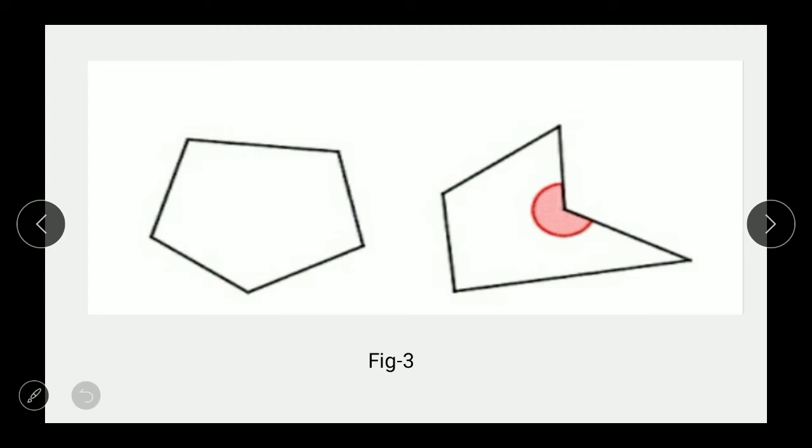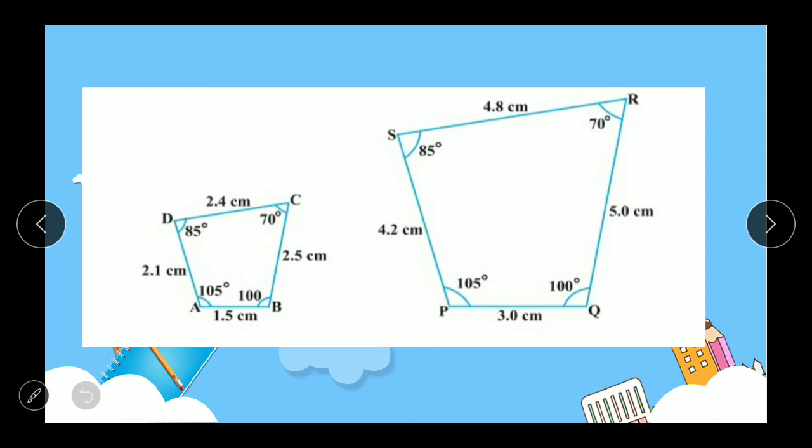Now we have two polygons with 5 sides. So they are pentagons, but their shape is not the same, hence they are not similar. Now in this picture, ABCD is a quadrilateral and PQRS is another quadrilateral. Both have corresponding angles equal.